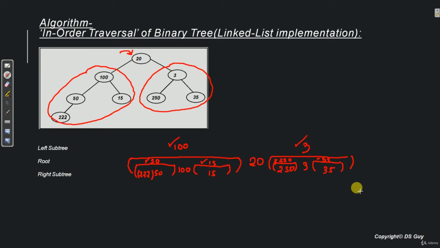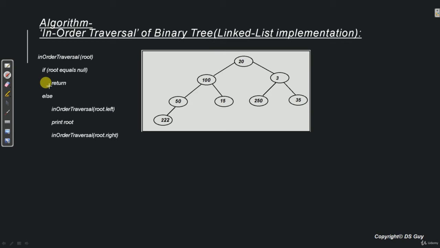So this is our final result, that is, the answer is 222, 50, 100, 15, 20, 250, 3 and 35. So this is the in-order traversal of the above binary tree. Fine. Now let's see what the algorithm for this traversal looks like. The algorithm is very similar to the one that we saw in case of pre-order traversal. The only difference is that we are doing this recursive call before printing root's value.